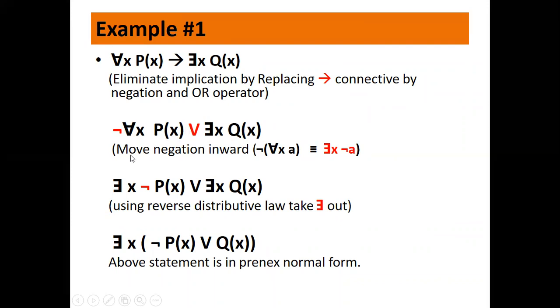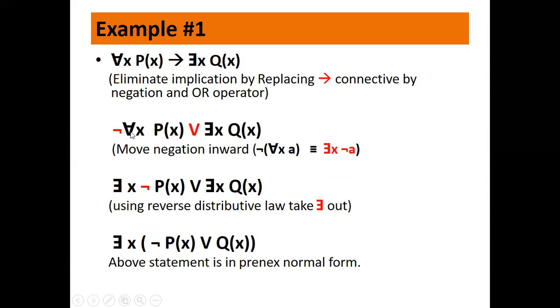Now, step 2. Move negation inward. The negation which is associated with the quantifier should be associated with a literal, so we need to move this negation inward. Whenever you are moving a negation inward, there is a set of rules we should know. Whenever the negation is applied to for all x, it gets converted to there exists x, with the negation moved inside. The same thing we apply here.